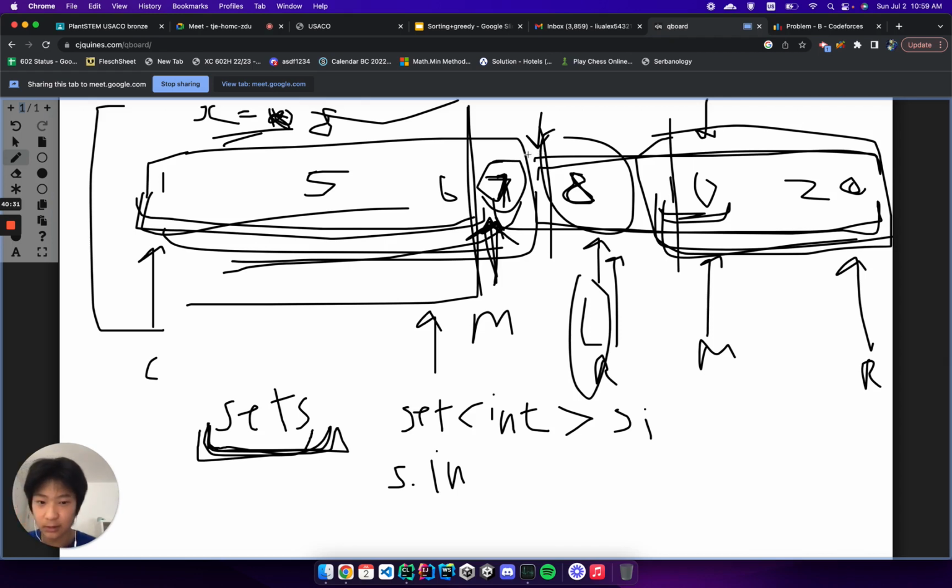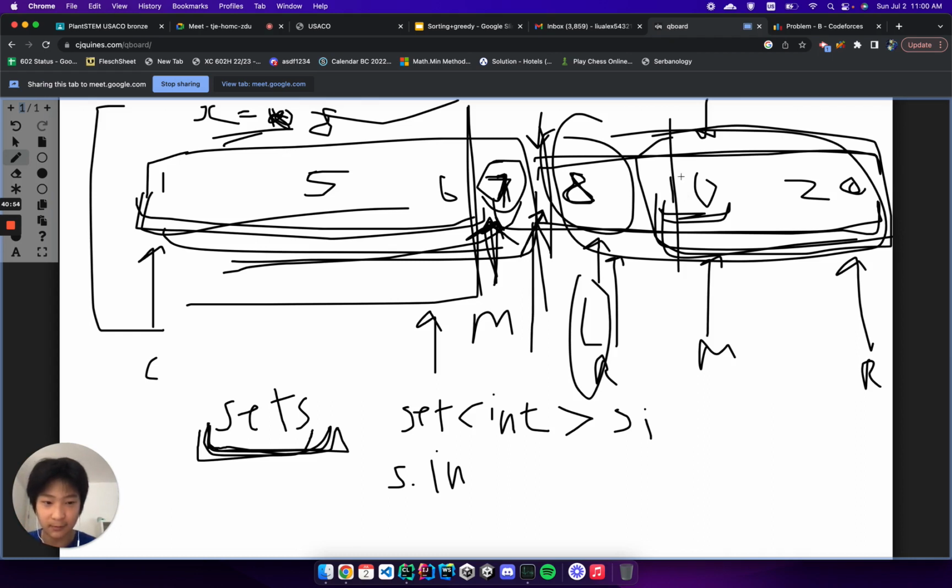Now the issue is that if I were to insert something here, all these values over here have to move. So that's why it's not actually stored as an array. It's a different, more advanced data structure. How does it ensure sorting? The way it ensures sorting is it inserts at the value where it should go if it was sorted.